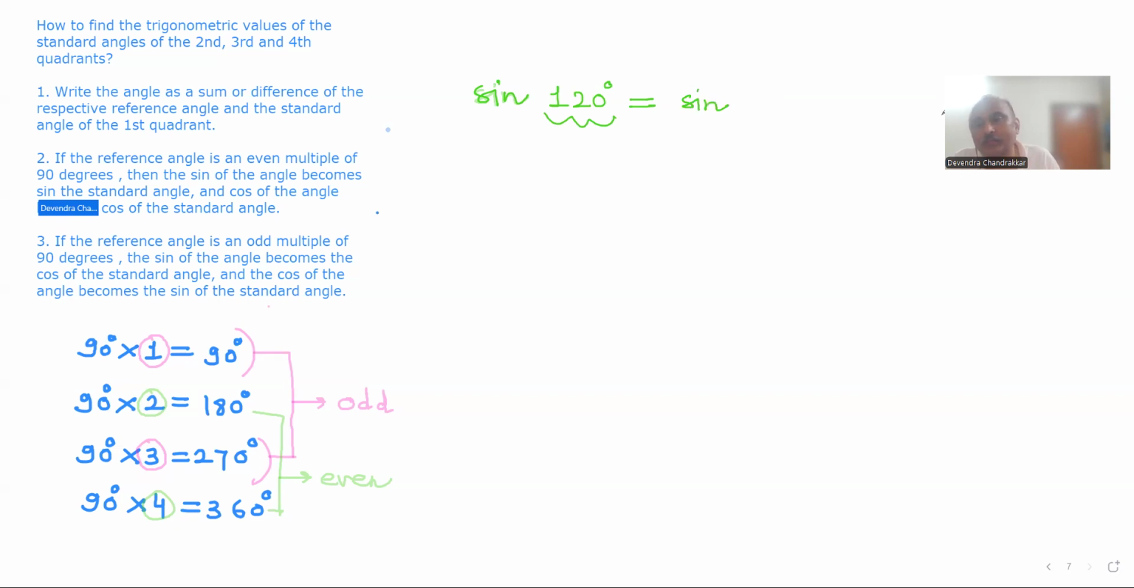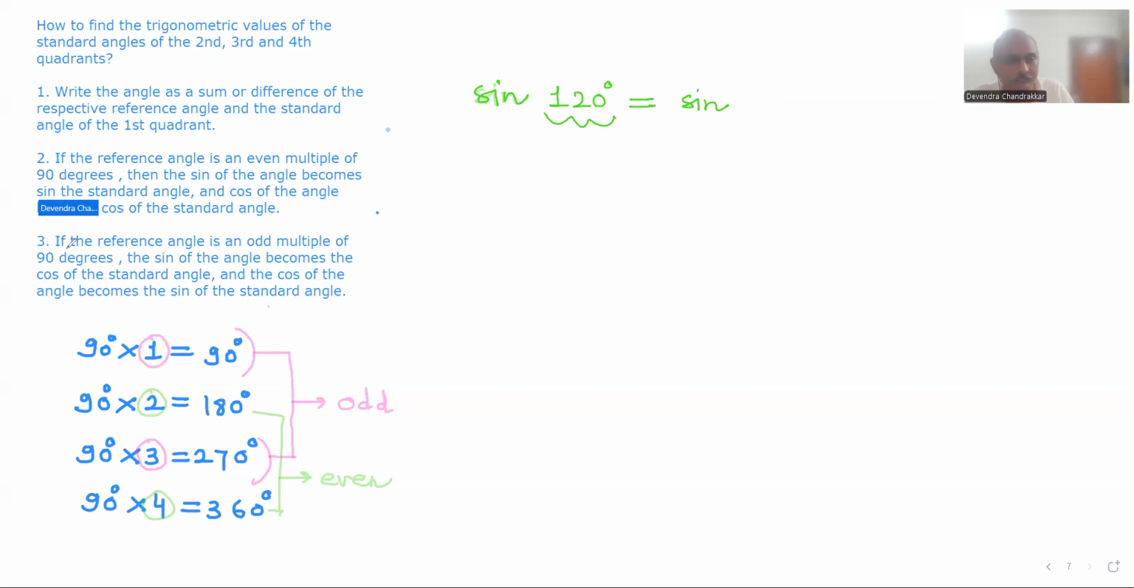Second quadrant किन angles के बीच में है बेटा? So 120, 130, 150. नहीं बेटा. Sir, 90 and 180. Very good. So this is 90 plus 30 degrees, or this is 180 minus 60 degrees. Yes or no? Yes, sir. So this first step is done.